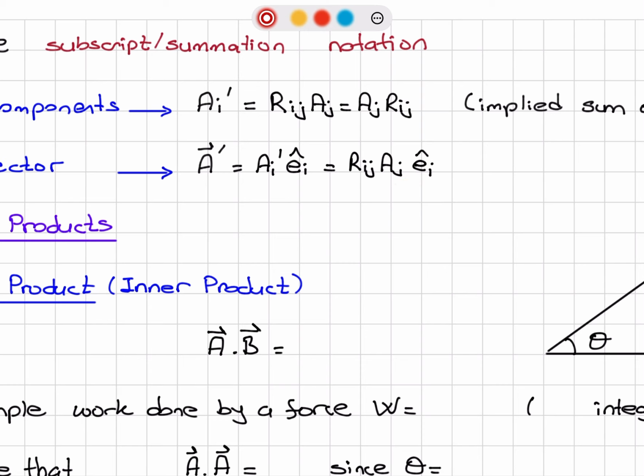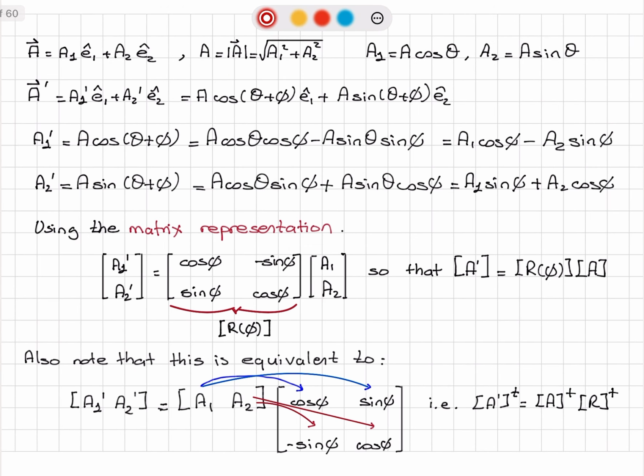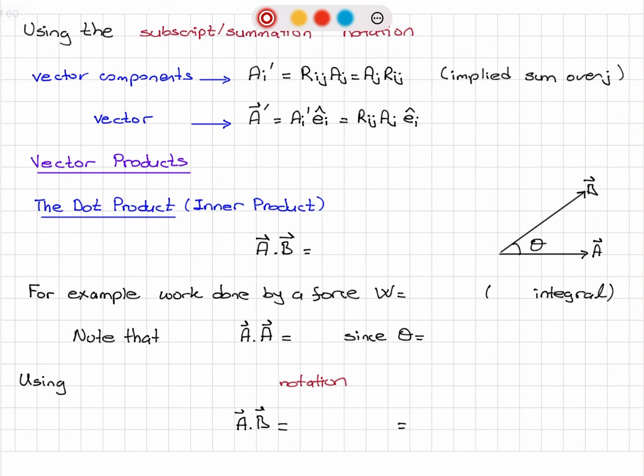So we have R11 A1, R12 A2, R13 A3, etc. Since it's a 2 by 2 matrix, it's R11 A1 and R12 A2. So we don't have the third one. Okay, so that summarizes what we have discussed in this video.